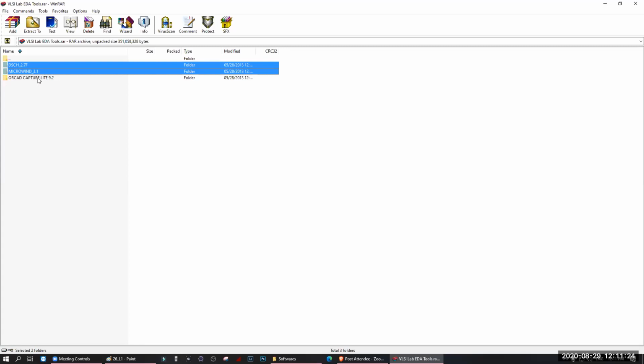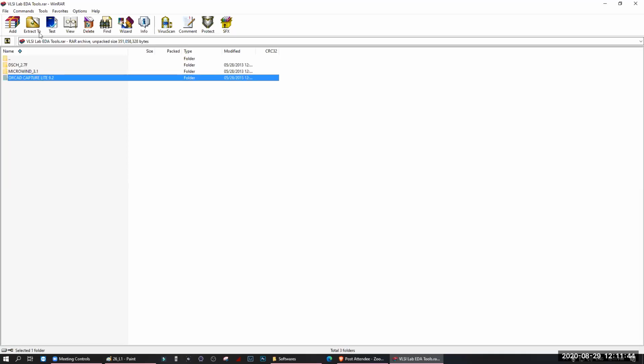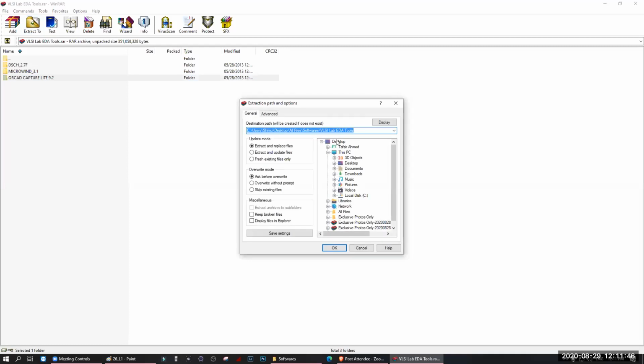But OrCAD Capture Lite, this is the light version, not the paid version. So you have to install these each time you use it within a month. That means after 1 month, you will see the light version is gone. So you have to install it again. So in 1 month, it is not a problem. So I'm going to extract this, extract to my desktop.